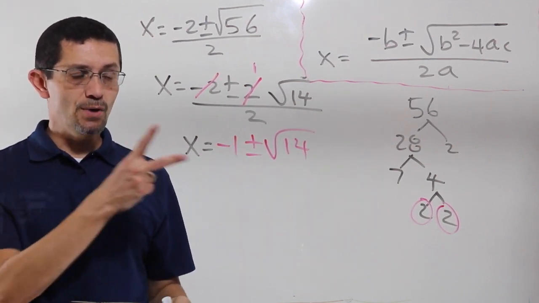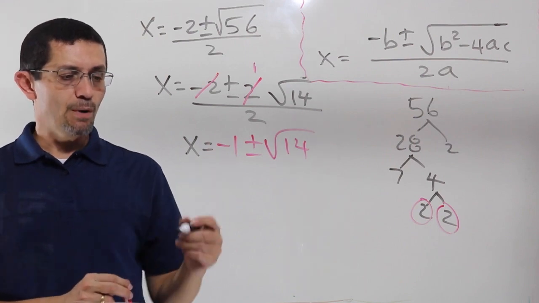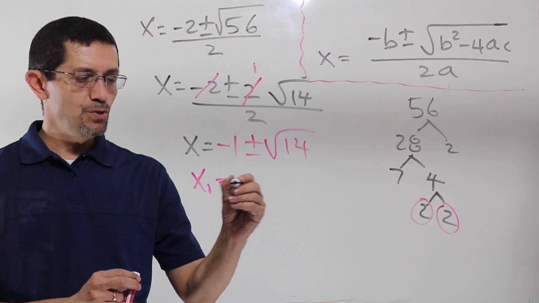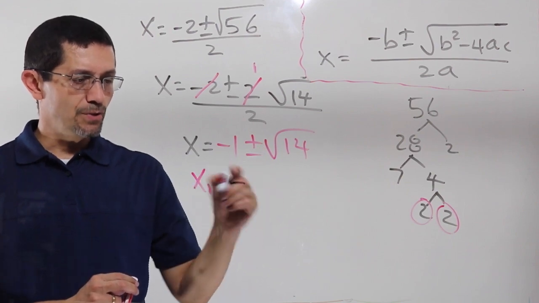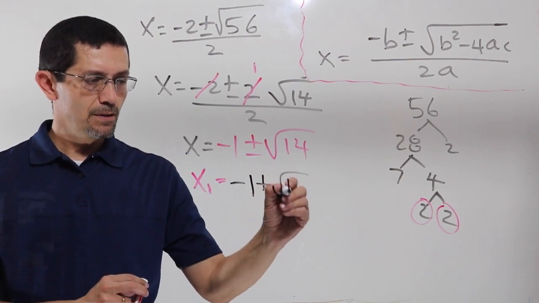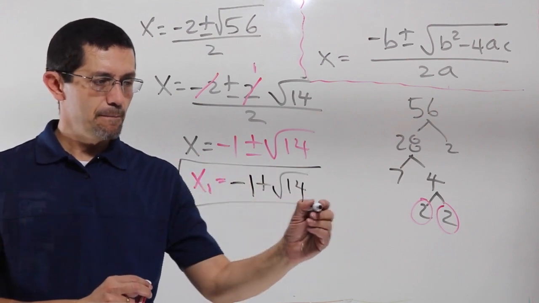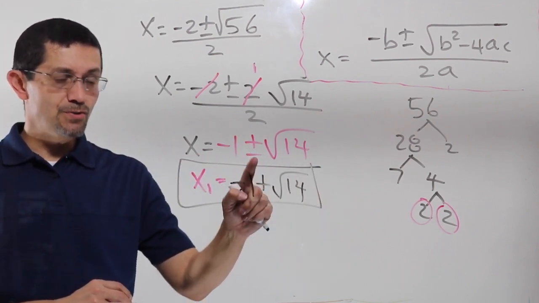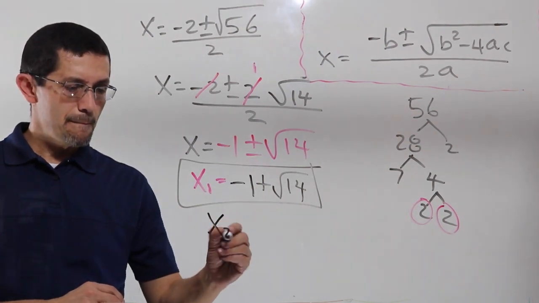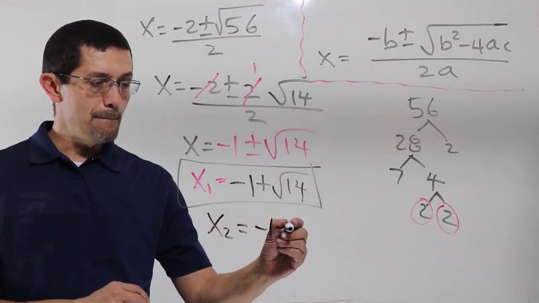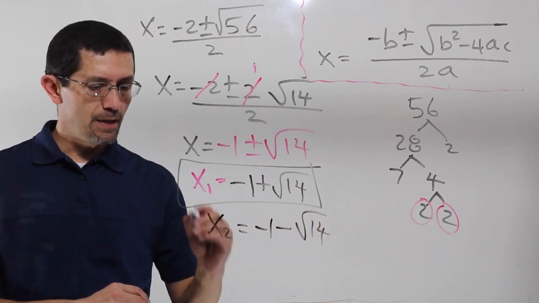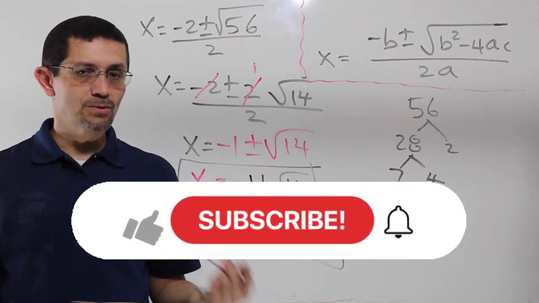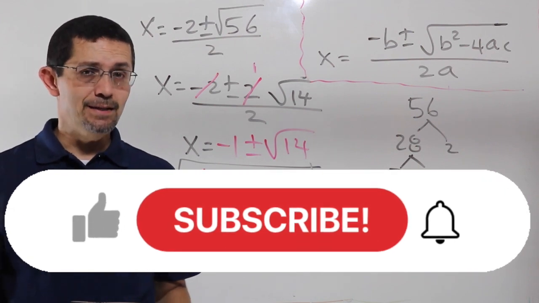You need to understand that you have two answers right there. So my first answer, let's call that x1, is going to be using the positive sign. So -1 plus the square root of 14. My second answer, if I use the plus for the first answer, I use the negative for the second one. It's going to be -1 minus the square root of 14. And those are the two answers that I get. All right, be careful with the plus or minus. Normally we forget that.